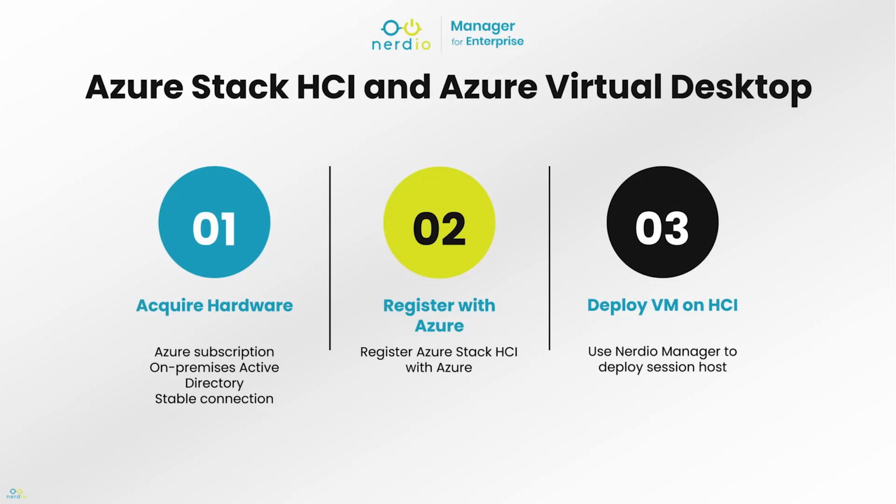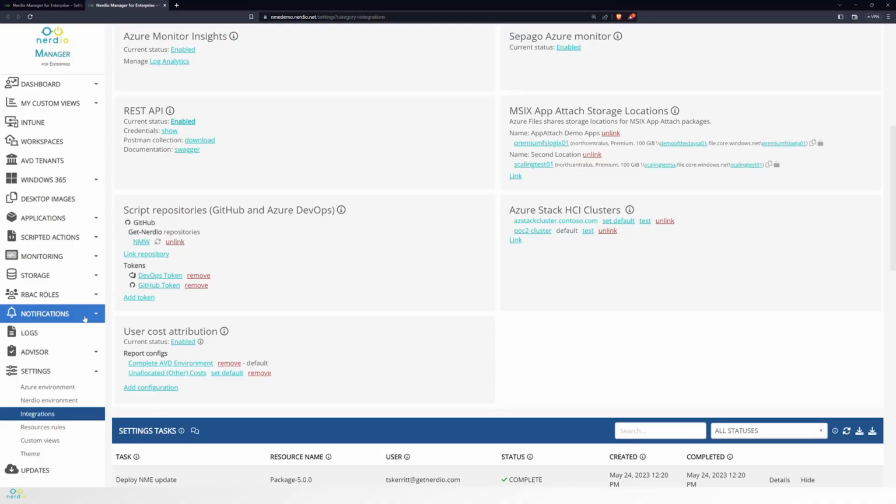With all this covered, let's start with the first part, which is linking Nerdio to your Azure Stack HCI resource. To clarify, the resource needs to be registered with Azure, but we also need to allow Nerdio to manage it. To do that, we need to go into the Nerdio Management UI. Here, under Settings, I'm going to go to Integrations and click on the linking of an Azure Stack HCI cluster option in the Azure Stack HCI cluster tile.